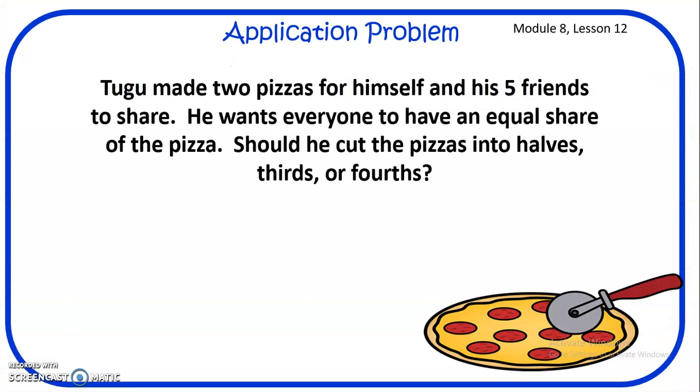Okay, now to our application problem. Tugu made 2 pizzas for himself and his 5 friends to share. So, how many of them are sharing pizzas now? Tugu and his 5 friends. There are 6. So, 6 of them are to share what? 2 pizzas. So, he wants everyone to have an equal share of the pizza.